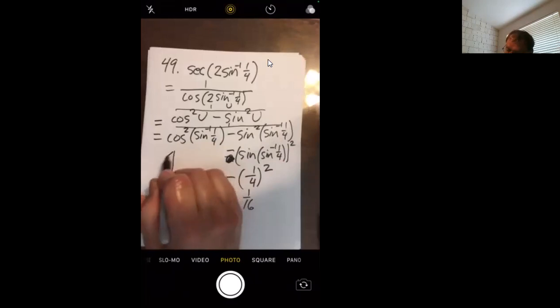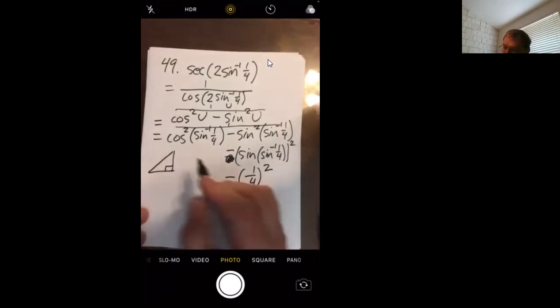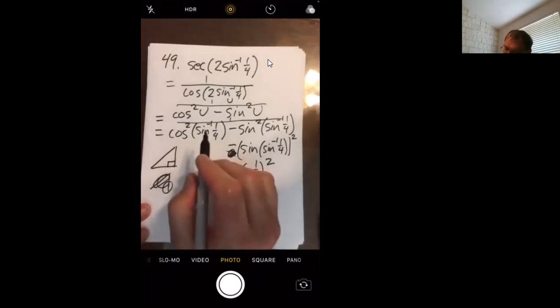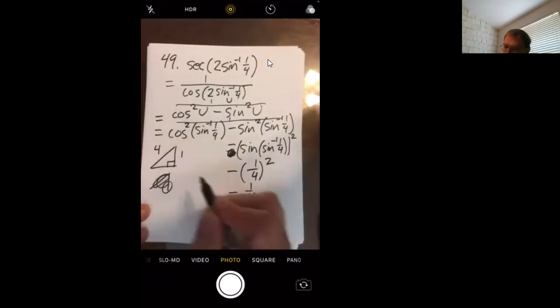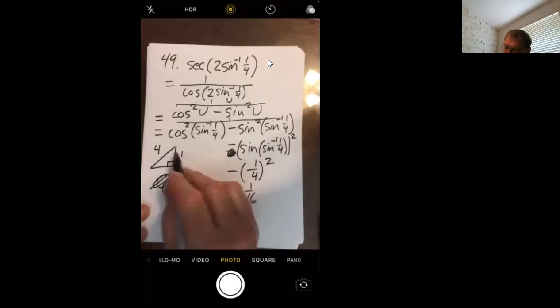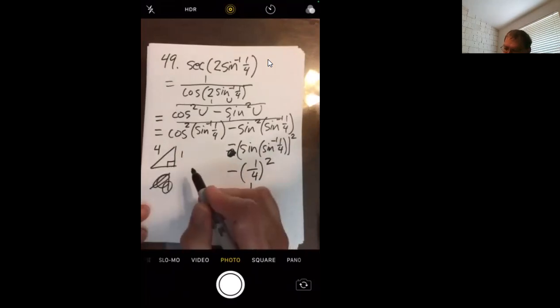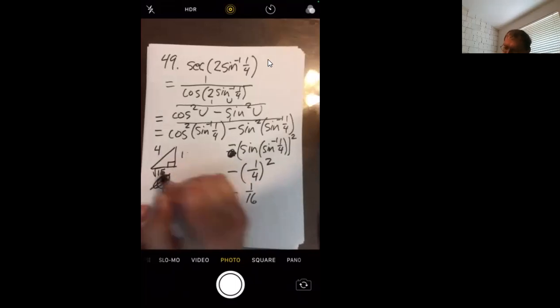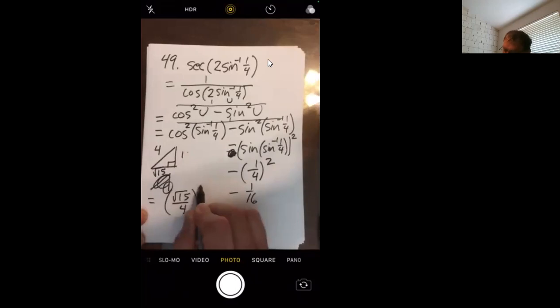Well, okay. 1/4, opposite over hypotenuse. 16 minus 1 is square root of 15. Cosine is root 15 over 4. So this is going to be root 15 over 4, quantity squared.